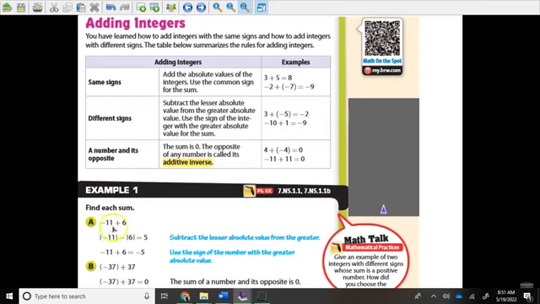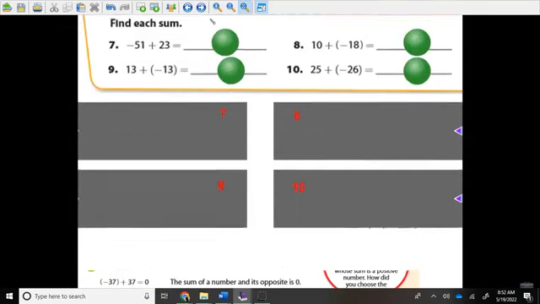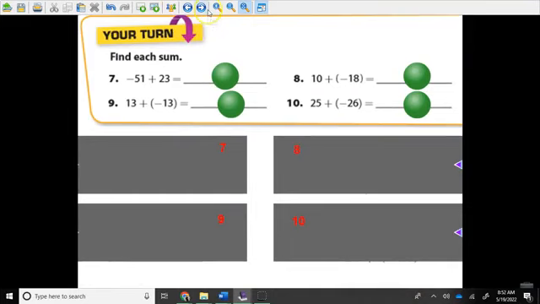So negative 11 plus 6 is really just 11 minus 6. We get 5. The 11 is bigger than the 6, so it stays negative. Negative 37 plus 37 is 0. Okay, you have a negative 37, you have a positive 37, that just equals 0. Now you've got more to do. Work it out. Pause.